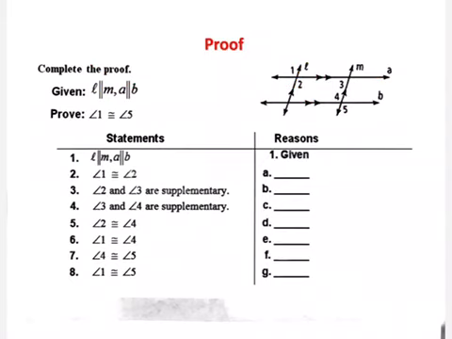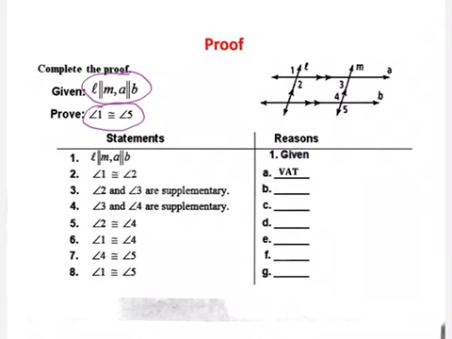Here we're given that lines L and M are parallel and A and B are parallel. And we're asked to prove that angle 1 is congruent to angle 5. Well, our first step is our given. From there, they tell us that angles 1 and 2 are congruent. Well, we know that because 1 and 2 are vertical angles, so VAT.